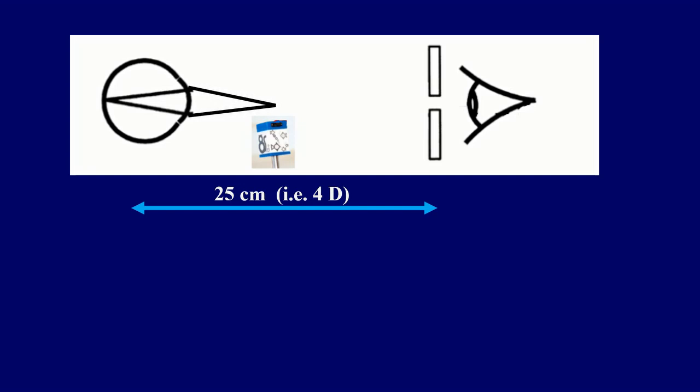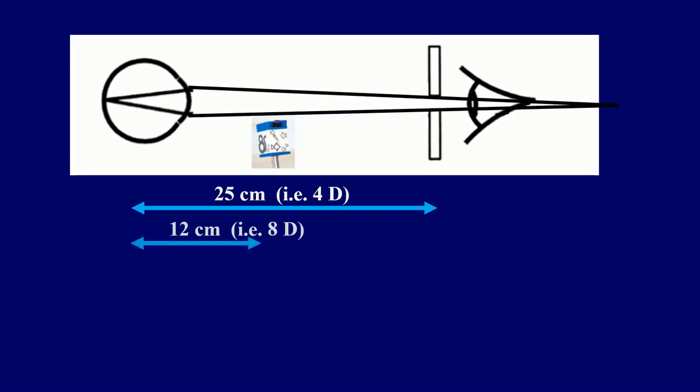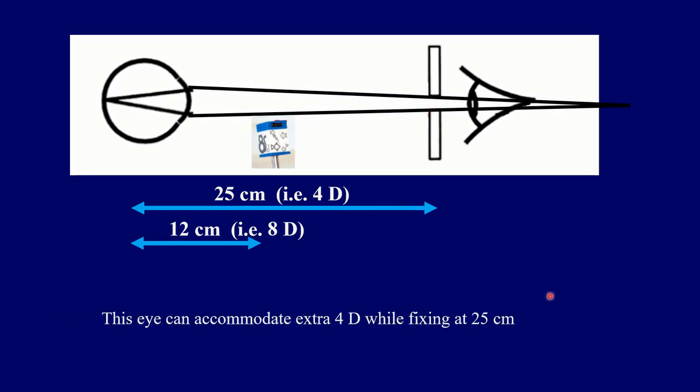In this situation, suppose this is the maximum the patient can do. If we get any further, the patient cannot do any more accommodation and the far point will shift away. So we know exactly that the patient can increase his accommodation by 4 diopters when he is fixing a 25 centimeter target.